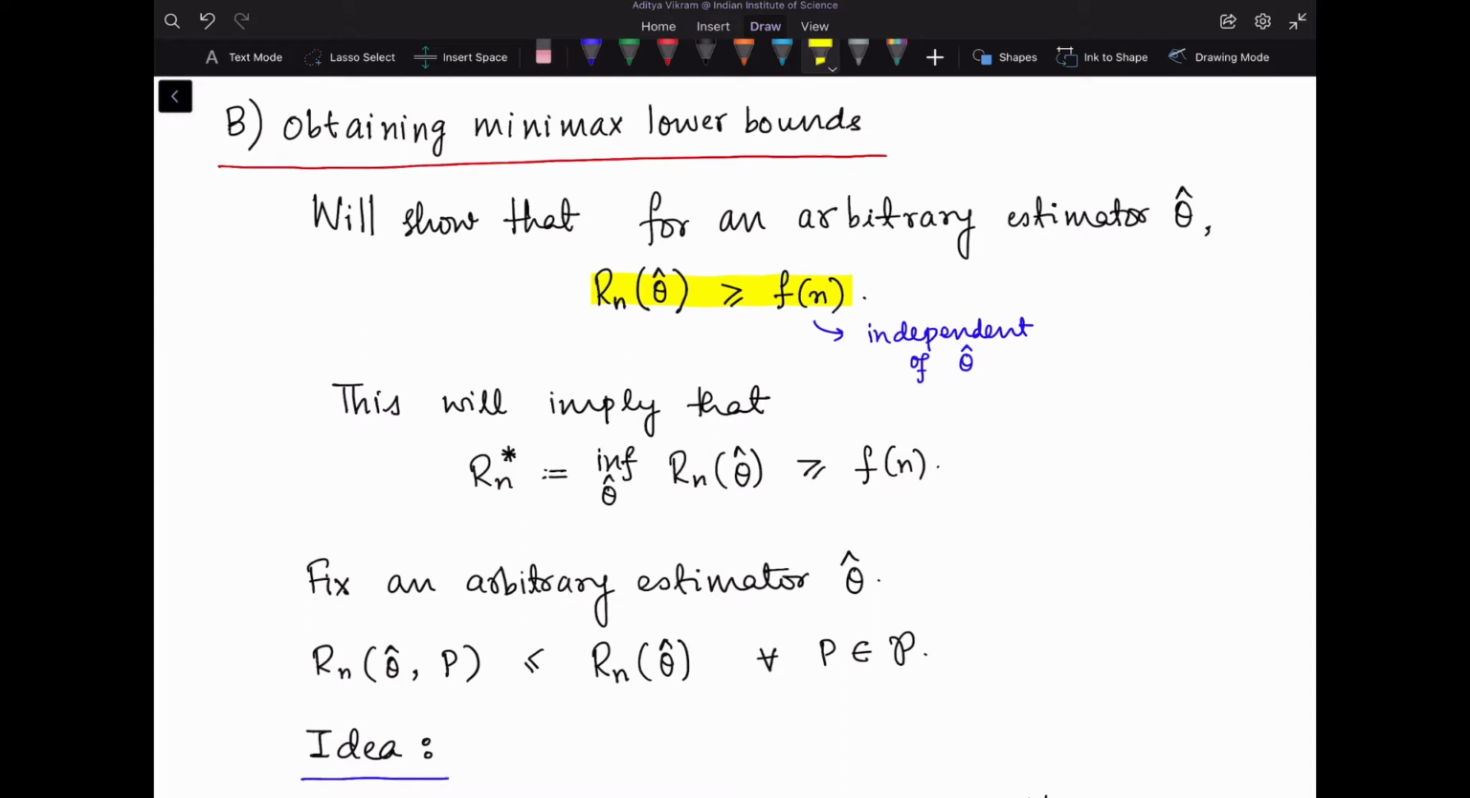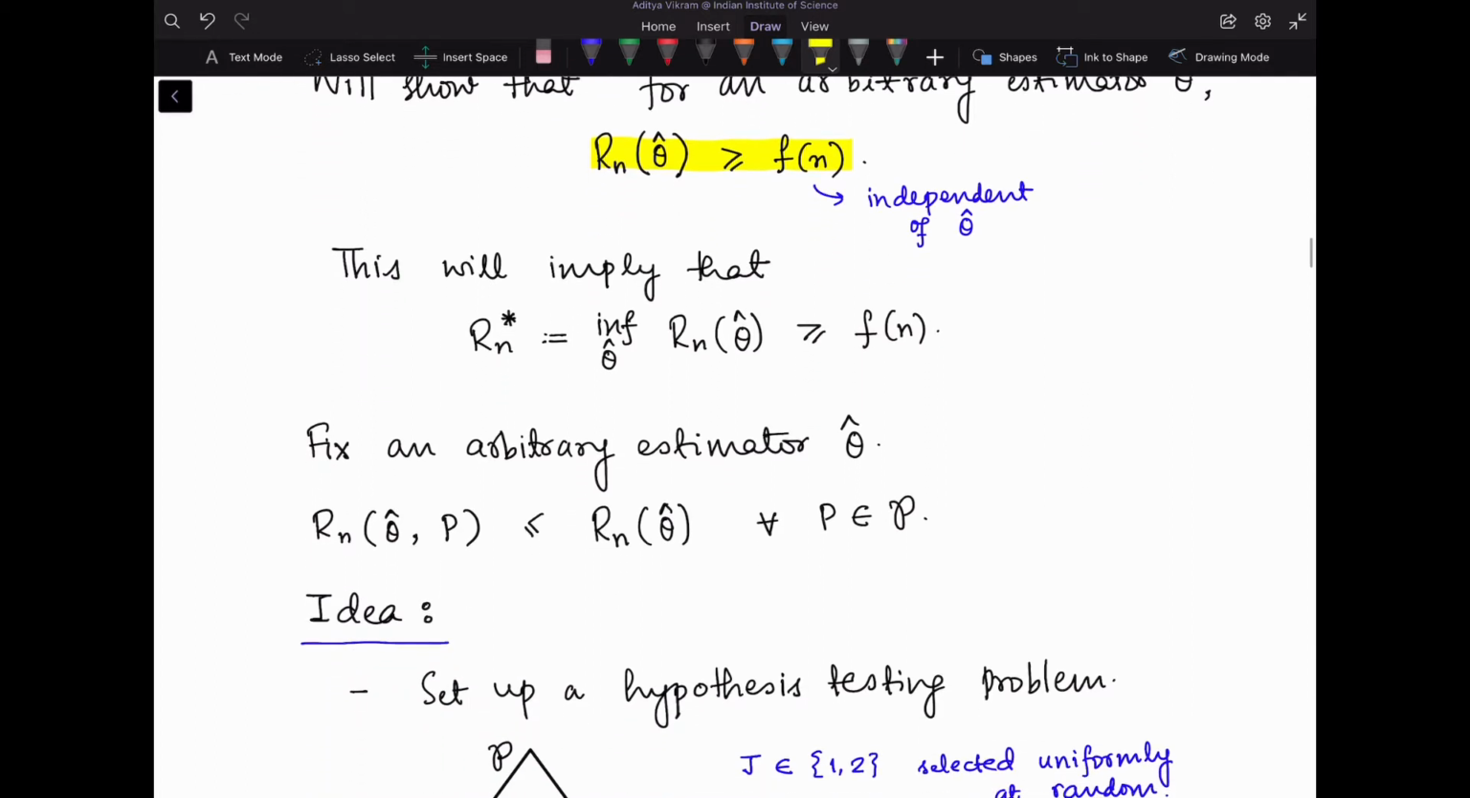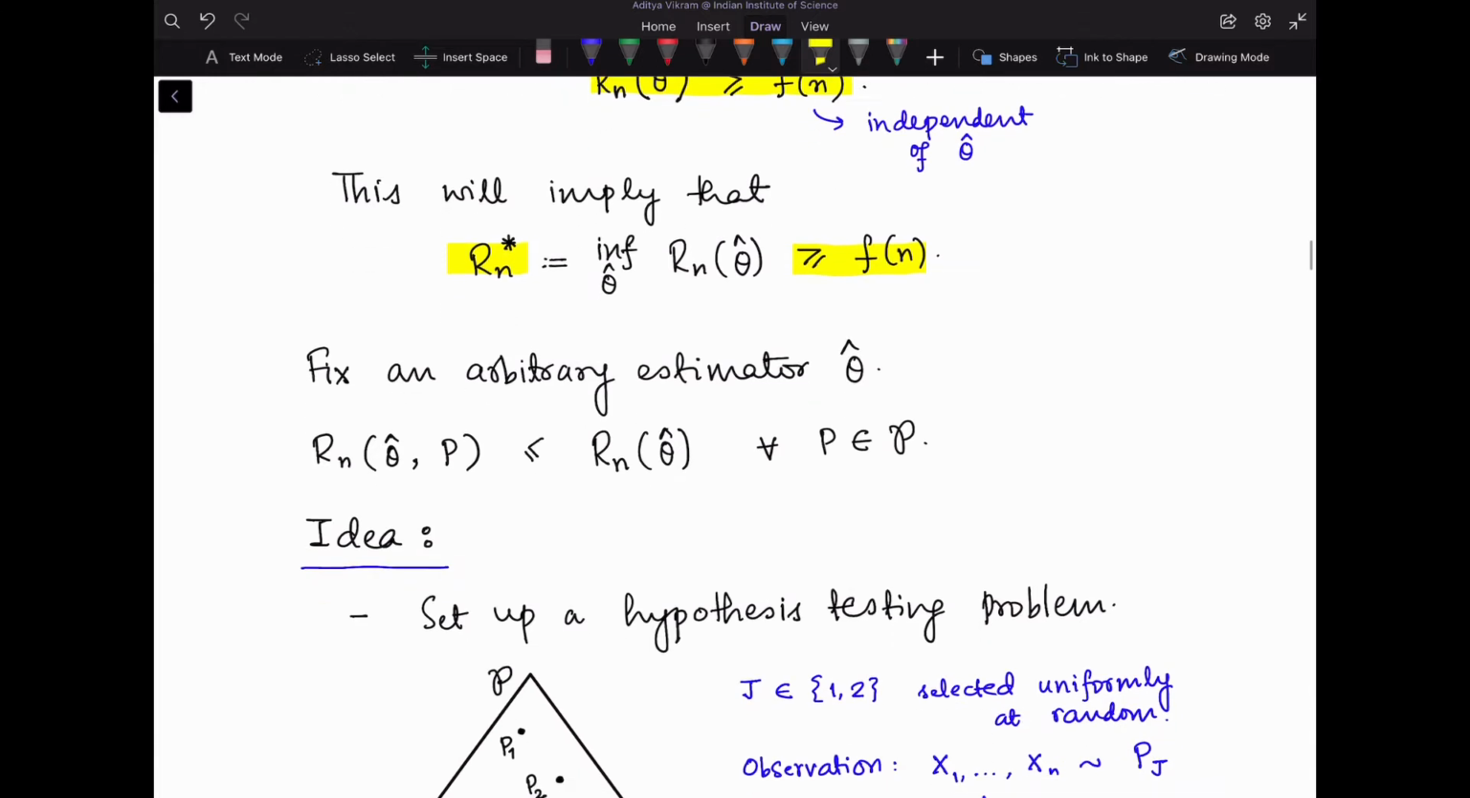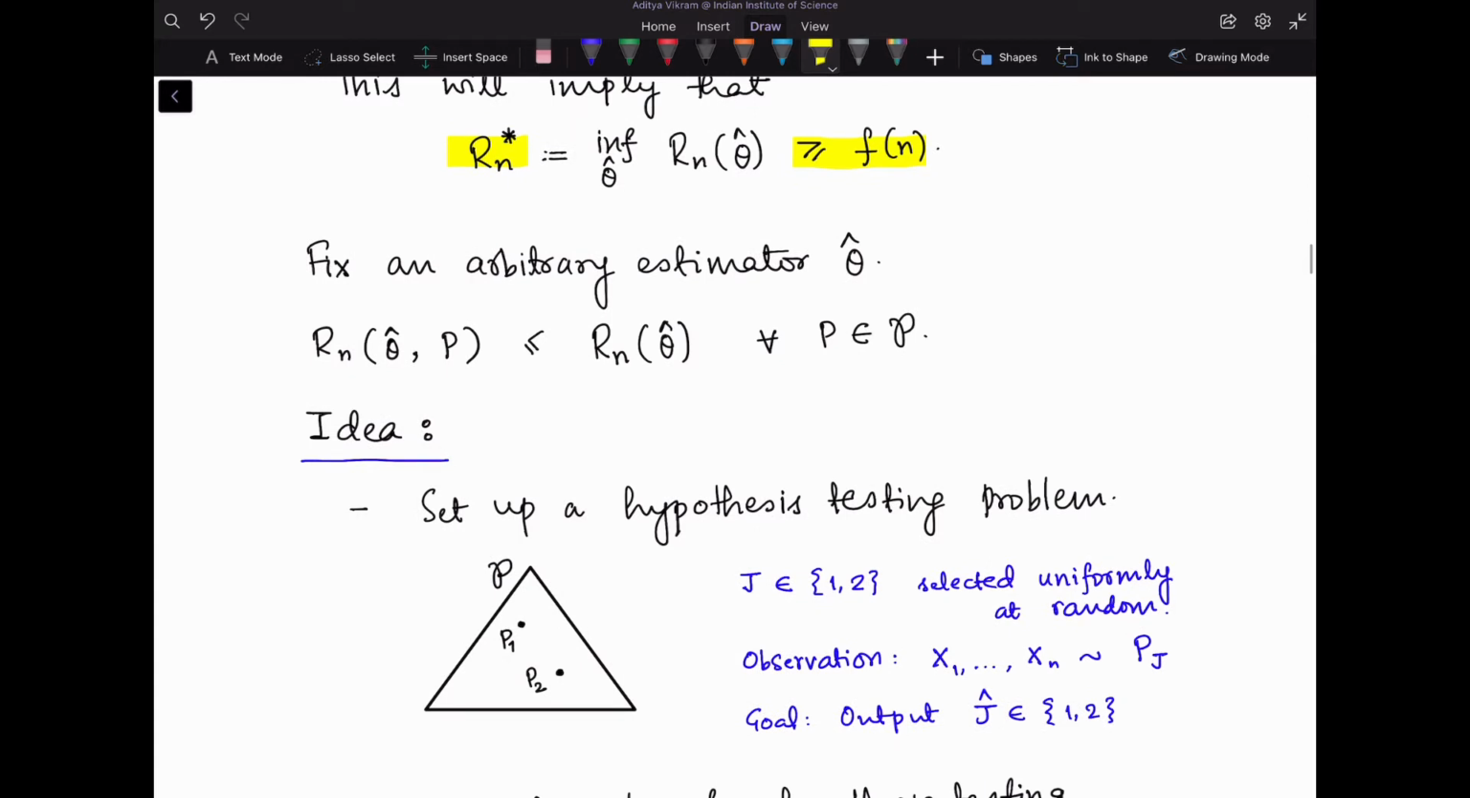Okay, so now if you have a theta hat independent quantity as a lower bound for Rn theta hat, it would mean that it holds for all theta hats, all estimators. So which would basically imply that Rn star, your minimax risk, is at least f of n, right? So let's see how we do this. So fix an arbitrary estimator theta hat, okay?